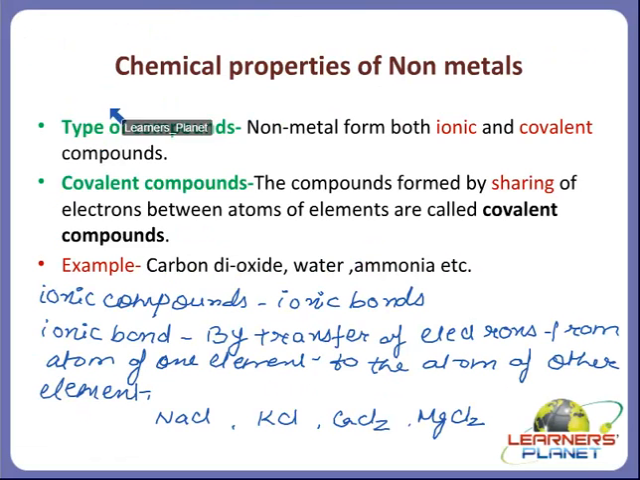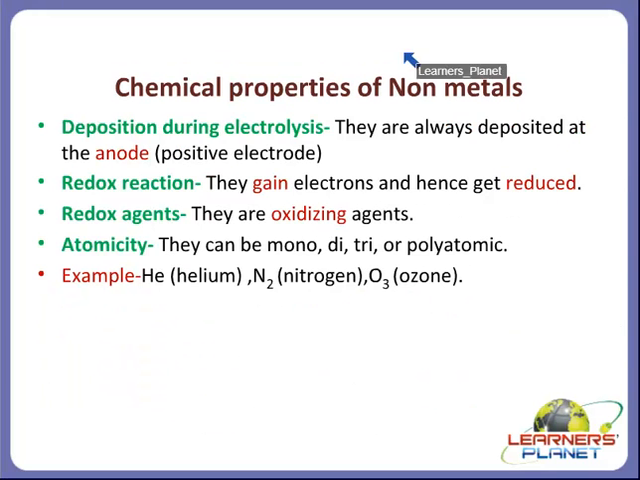Now let's move to the properties. The examples: carbon dioxide, water and ammonia. There are many more compounds like hydrogen chloride, ammonium hydroxide, sulfuric acid. All are what? Covalent compounds, because they are formed by non-metals. Now let's move to the next property. Chemical properties of non-metals. Deposition during electrolysis: they are always deposited at the anode, the positive electrode.